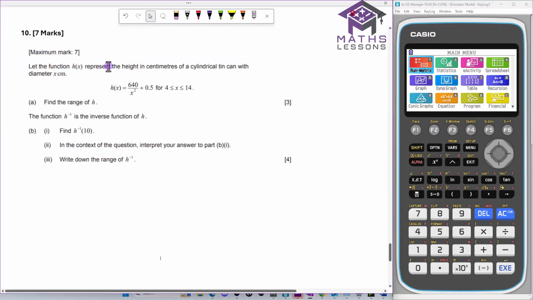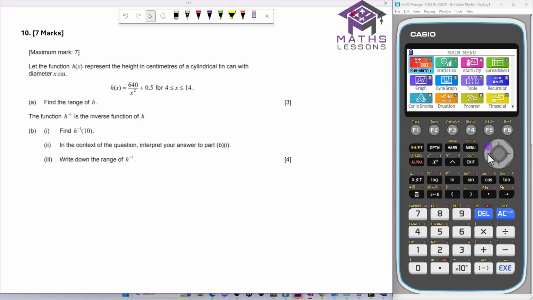Okay, in this question we have a function that represents the height in centimetres of a cylindrical tin can with diameter x. So here's our function, h(x) = 640/x² + 0.5, for the domain 4 ≤ x ≤ 14. Find the range of h.